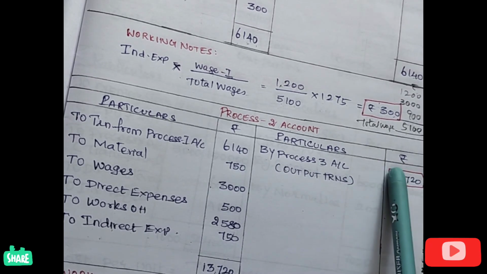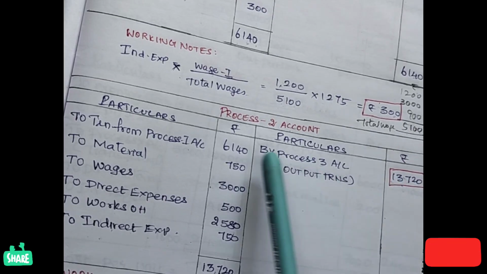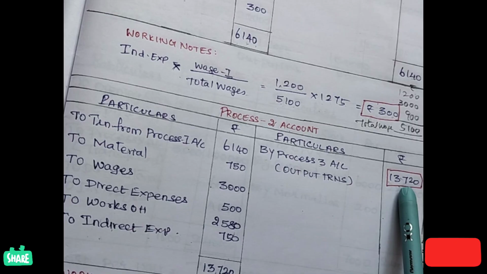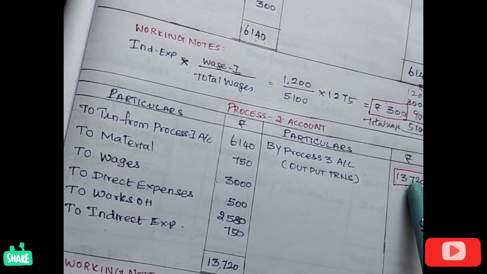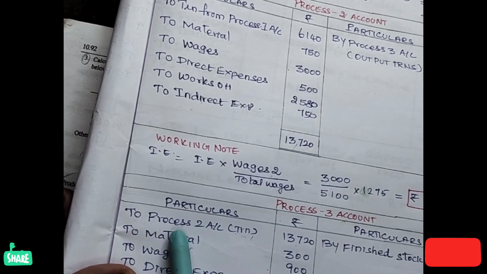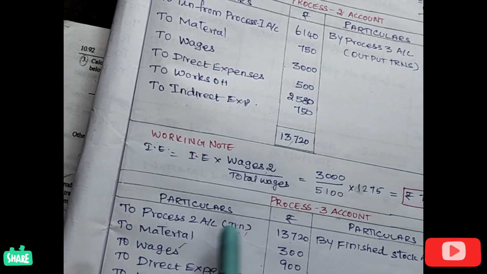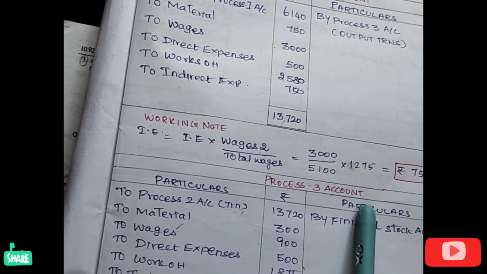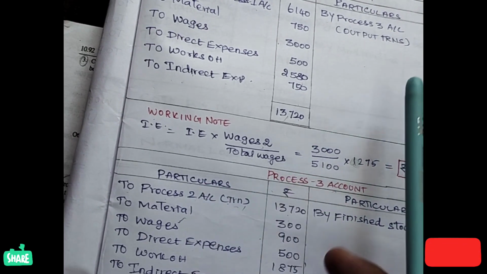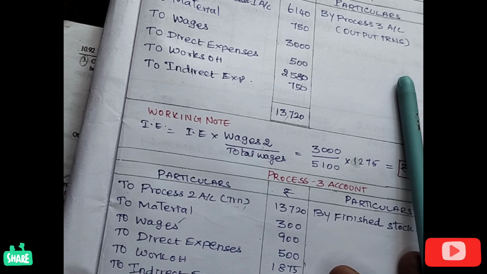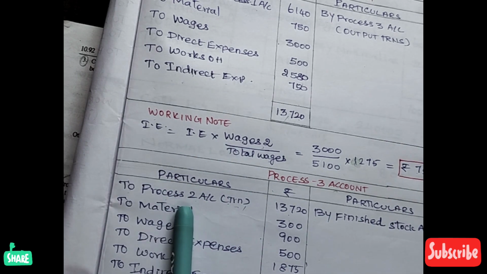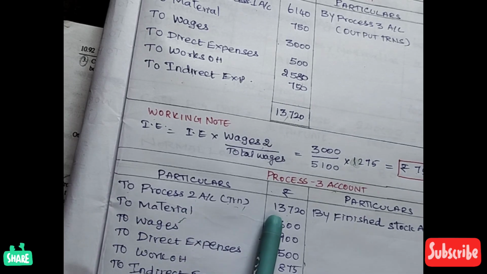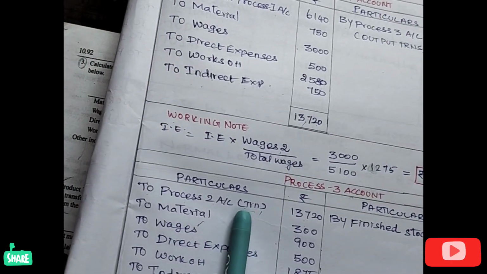Why? Because that 13,720 is called the output at the end of the process. So we got output value 13,720. Immediately it will be transferred to process 3 as the input, right? So process 2 completed. Now we start process 3 account. Okay, prepare the process 3 account. First, what do we have to do? We take the output from the previous process and enter it as the input in the current process, which means process 3 account to process 2 account 13,720 transferred, entered within the bracket.